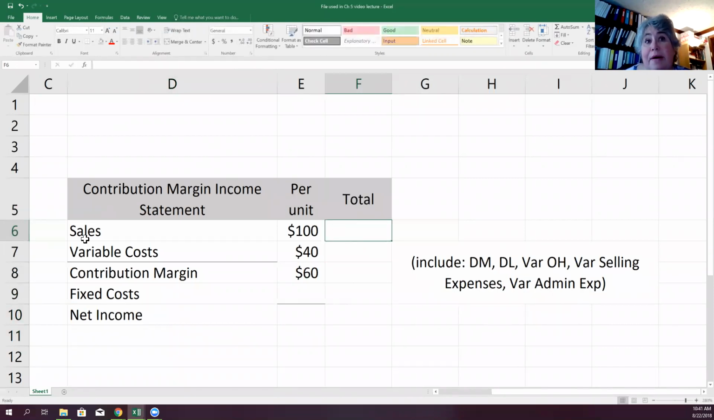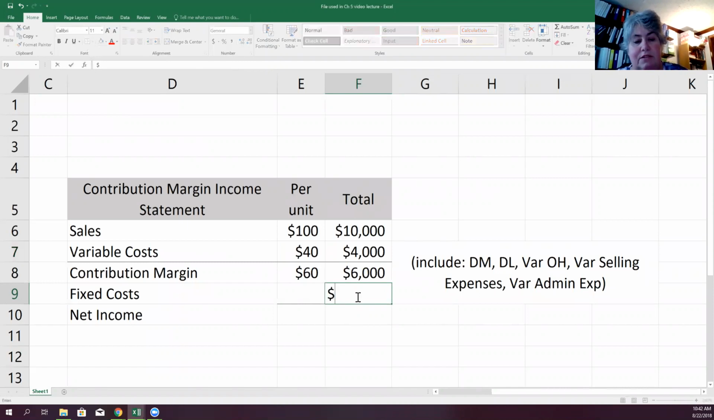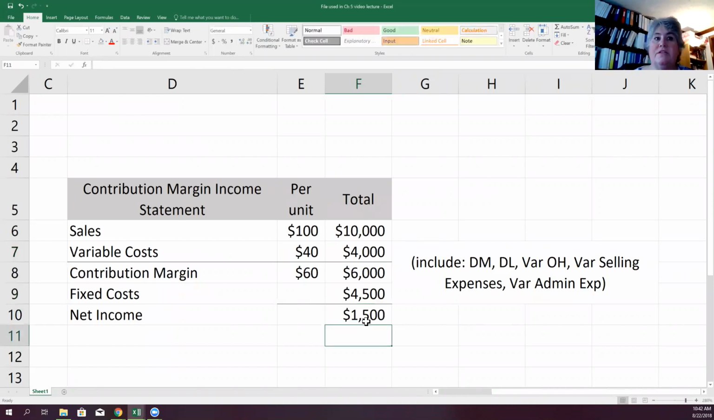So if we sell a bunch of products, let's say we sell 100 products. We bring in $10,000 as sales, 100 times 100. 100 products at $40 apiece would be $4,000. So we have $6,000 left as a contribution margin. That's what those products are going to contribute towards the fixed costs. Now the question is, how big are our fixed costs? And since I can make up the problem, I'm going to make it up so we're profitable. So we're going to say that our fixed costs are $4,500. Then our company would have $1,500 of net income.